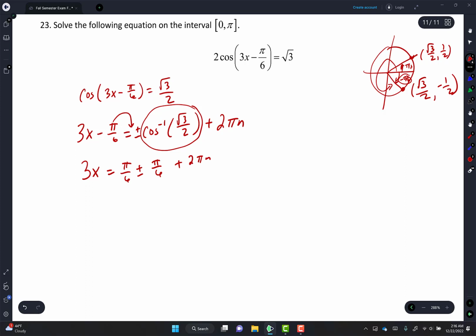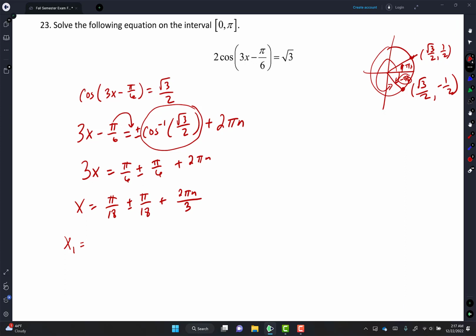I'm going to divide everything by 3 here, guys. So when you divide everything by 3, you're going to have pi, and then just bring the 3 next to that 6 there. 6 times 3 is 18. So pi over 18 plus minus pi over 18 plus 2 pi n over 3. All right, so now here we go. x1, if I do the plus one, pi over 18 plus pi over 18, that's 2 pi over 18. And 2 pi over 18 reduces to pi over 9. So we're going to write pi over 9 plus 2 pi n over 3.